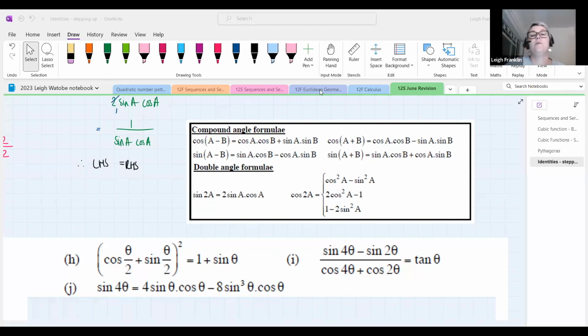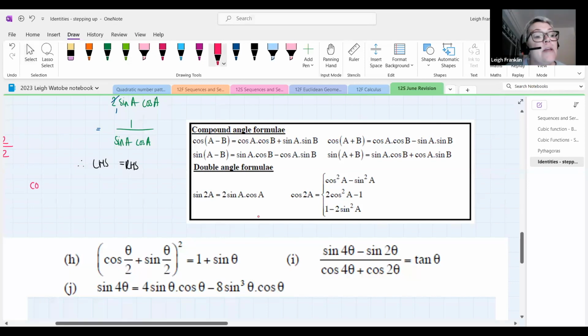Start by squaring the binomial. Okay, so for example, let's say I'm going to just change it a little bit. Let's say you have cos A plus sine A and it's squared. Remember, that means the bracket multiplied by itself.